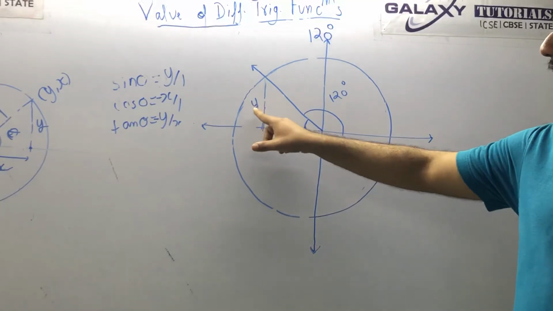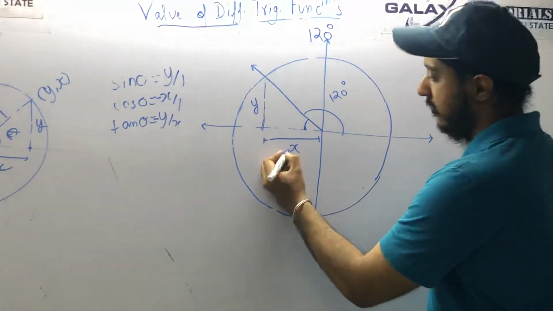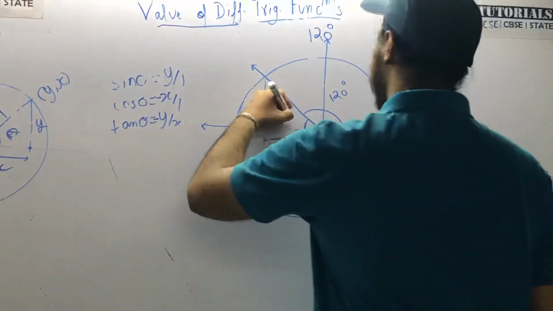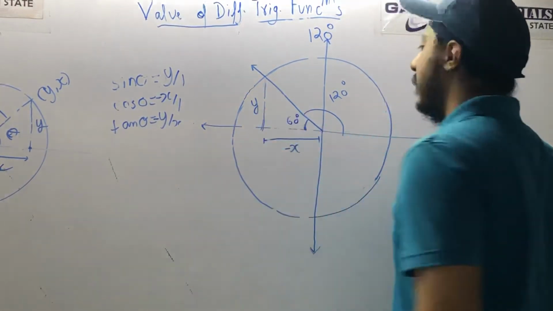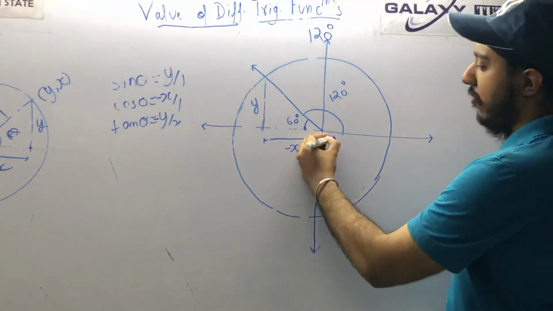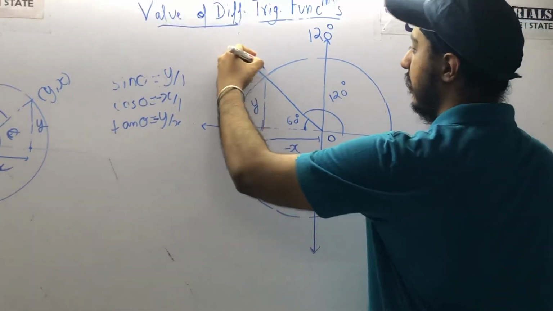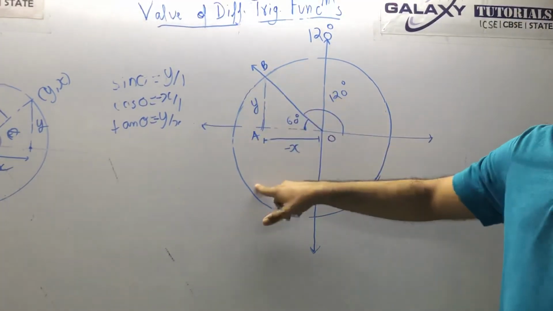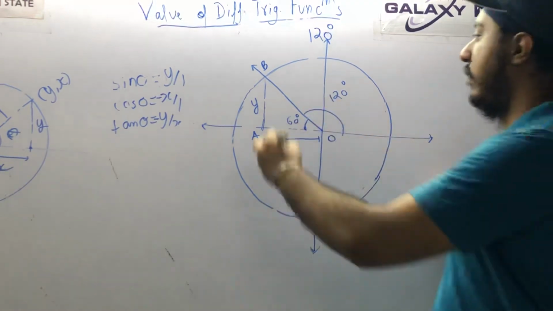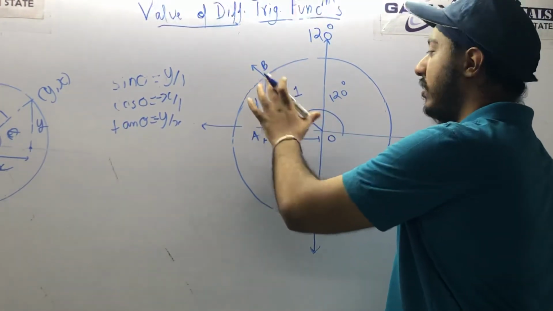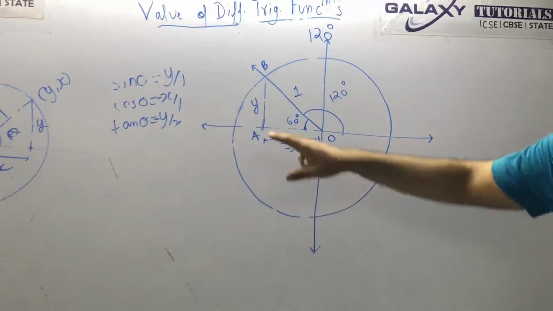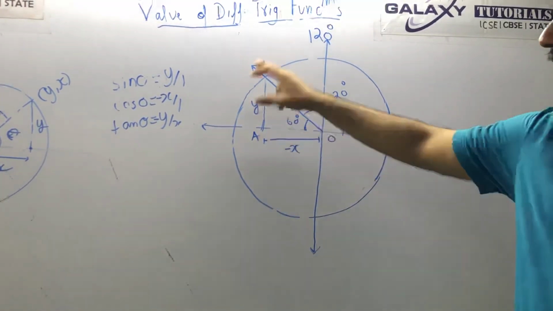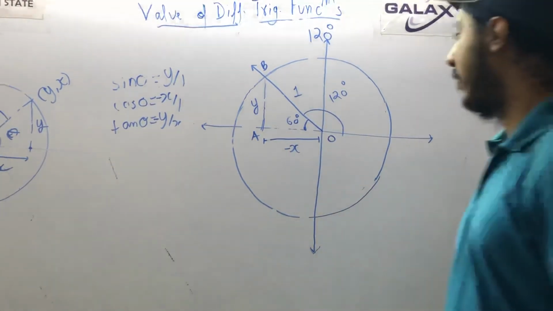Actually this will be plus y, and this will be minus x. So this is 120 degrees, and this will be 60 degrees. So this is a triangle OAB. In this triangle, can you find out the values of OA and AB? You know this is a unit circle, so this value will be 1. You already know that. So what will be the value of y and x? You can use trigonometry in AOB.